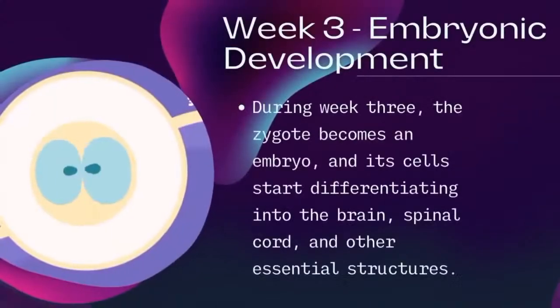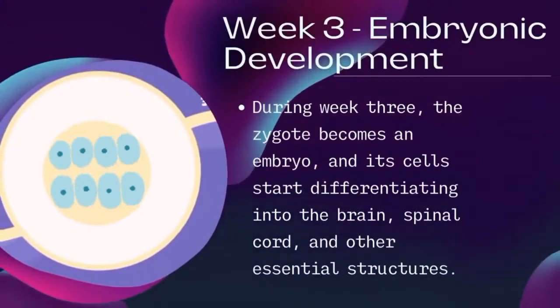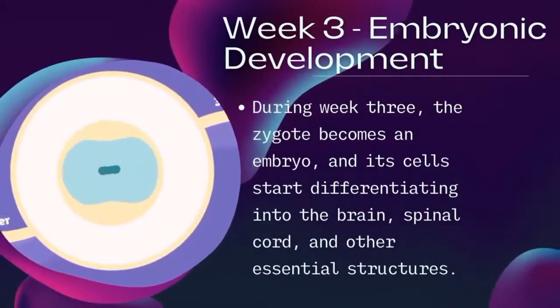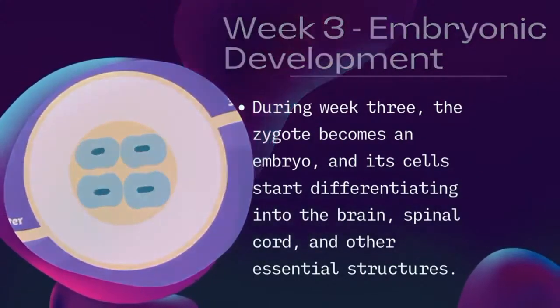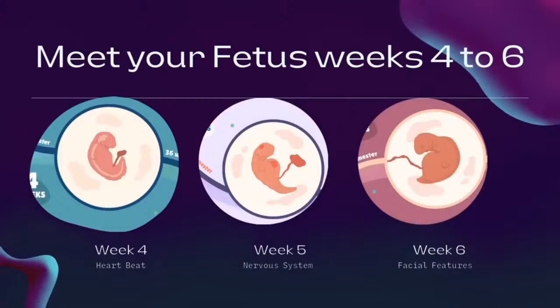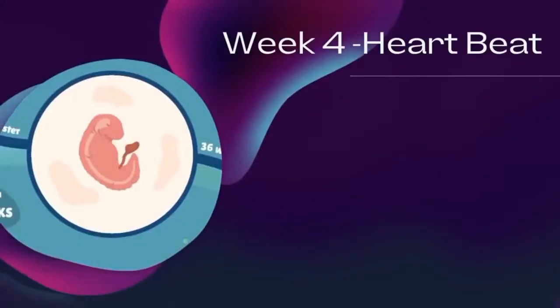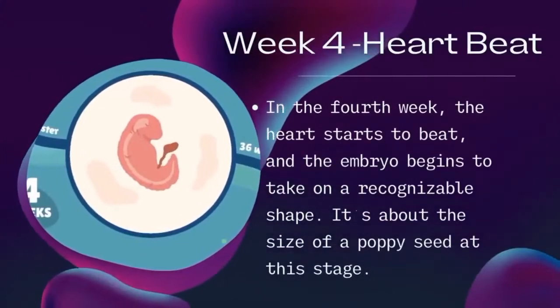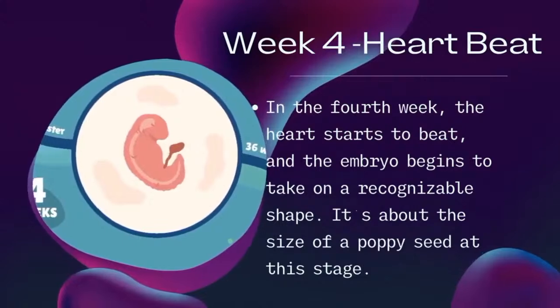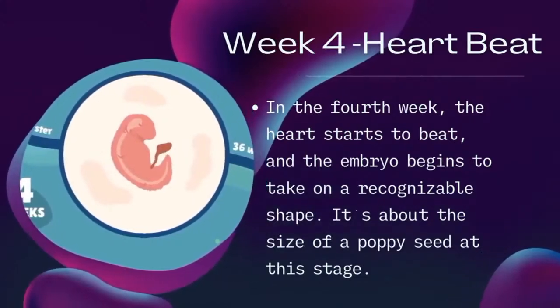Week 3, Embryonic Development. During Week 3, the zygote becomes an embryo, and its cells start differentiating into the brain, spinal cord, and other essential structures. Week 4, Heartbeat. In the 4th week, the heart starts to beat, and the embryo begins to take on a recognizable shape. It's about the size of a poppy seed at this stage.